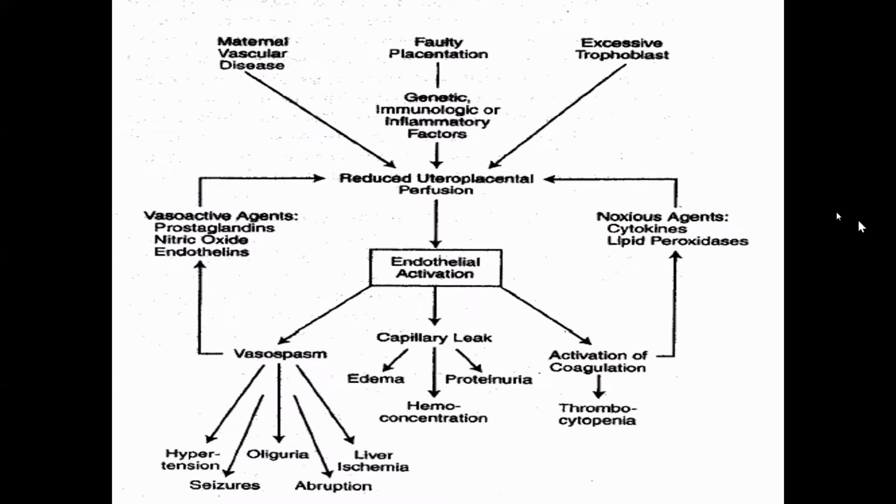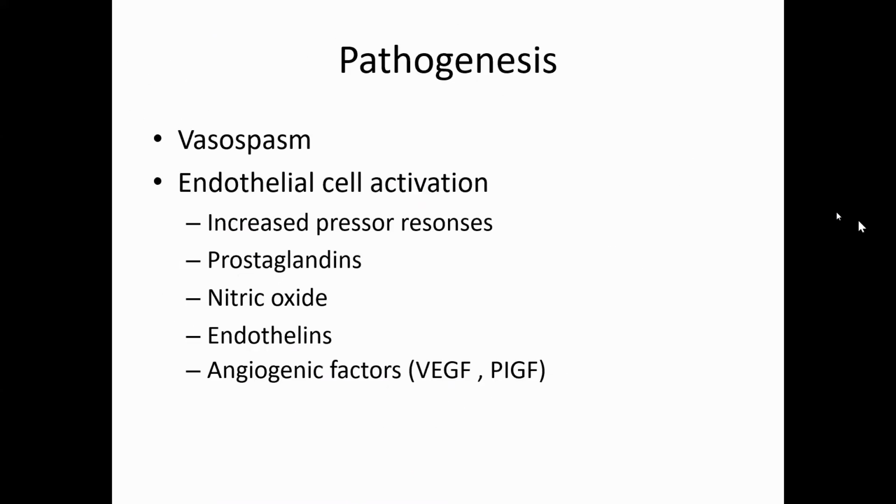That's why during antenatal checkup, we look for blood pressure and dependent site edema. And whenever there is activation of the coagulation system, that will lead to thrombocytopenia. And this is how the disease process advances during pregnancy.